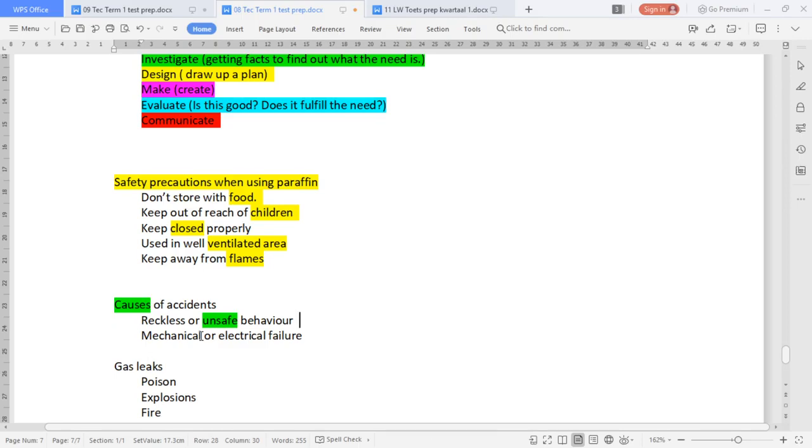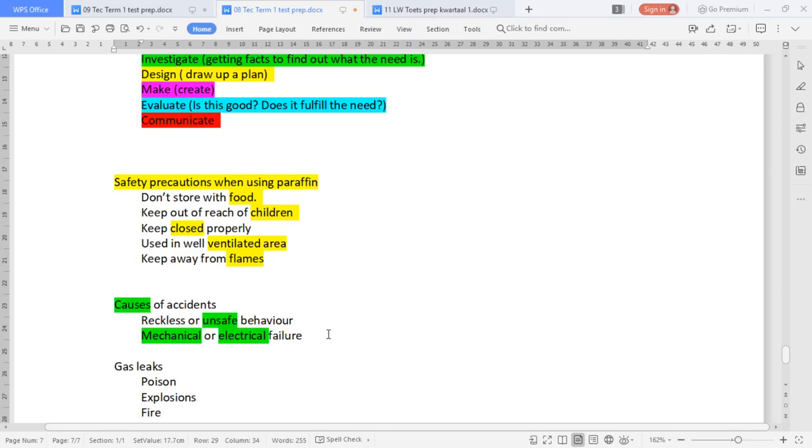The other cause of accidents is mechanical failure. So for example, if we've got a machine that we didn't design properly, go back to the design process, we evaluate process didn't work well, and now the machine fails. Okay, so that's the mechanism that fails. Or we have an electrical failure. So if we have electrics and there's an electrical failure, then it doesn't work.